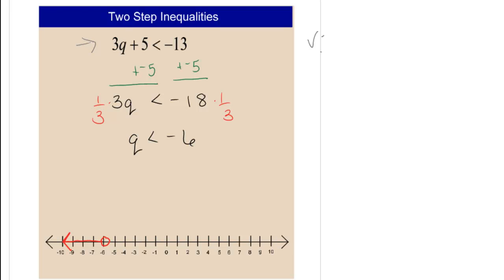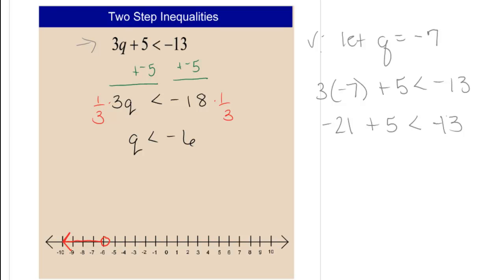So if I wanted to, I could pick something easy like -5. Is -5 less than -6? Nope. Easy mistake, but it's not. It's actually bigger than. So we need to go with something smaller than -6. So let's go with the next smallest number, which is -7. So back in the original inequality, I'm going to plug in -7 in the place of q and see what happens. We end up with -21 plus 5 is less than -13. So -21 plus 5 is -16, and -16 is less than -13. That's a true statement, right?